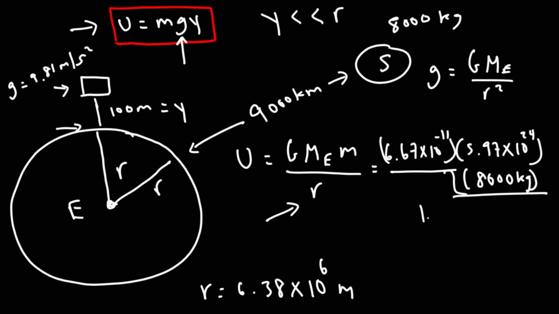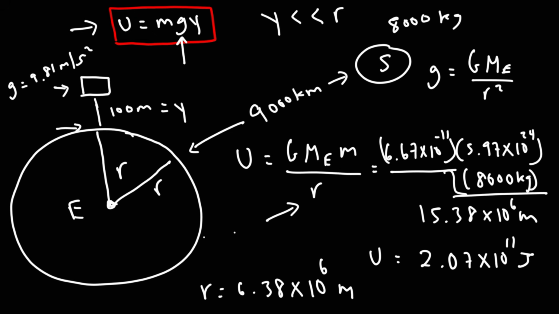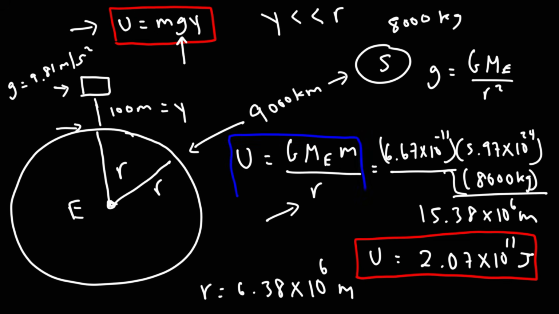So that's going to be 15.38 times 10 to the 6 meters. And we don't need to square it. We shouldn't square it. So the gravitational potential energy is going to be 2.07 times 10 to the 11 joules. So make sure you know when to use these two formulas.